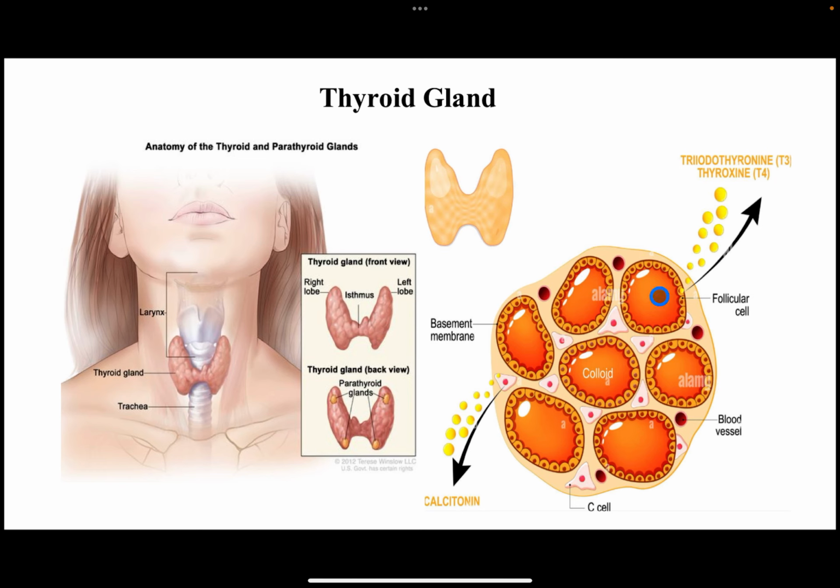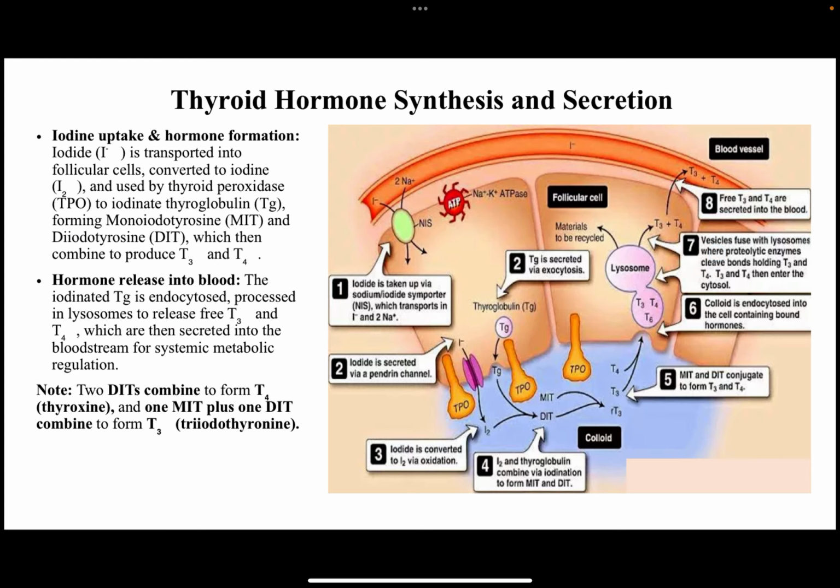Okay, so in the thyroid gland, we have 2 cells, the follicular cells and the parafollicular cells. The follicular cells are the ones that produce the triiodothyronine, T3, which is the active hormone, and then the thyroxine, T4, which is the precursor hormone. Is that okay? Good. So basically, that is it for the thyroid gland. Now let's look at the mechanism of thyroid hormone synthesis.